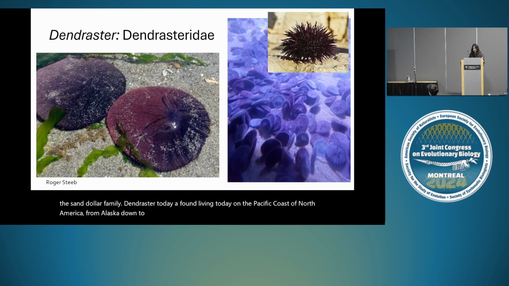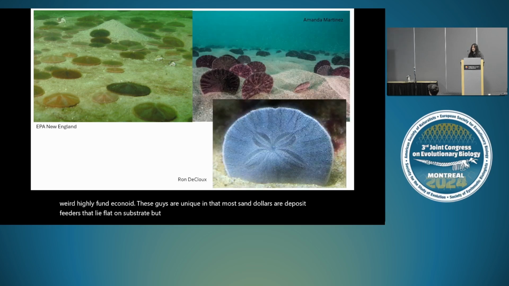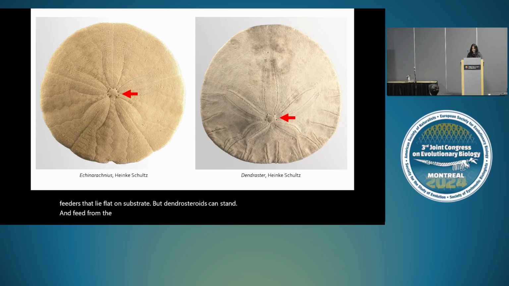And in case you did not know this, sand dollars are a weird, highly flattened echinoid. These guys are unique in that most sand dollars are deposit feeders that lie flat on the substrate, but Dendrasterids can stand upright and feed from the water column as well. And this likely has a lot to do with their eccentric morphology that is essentially unique among all sand dollars, where the apical system is out of the center, or eccentric, to the posterior.